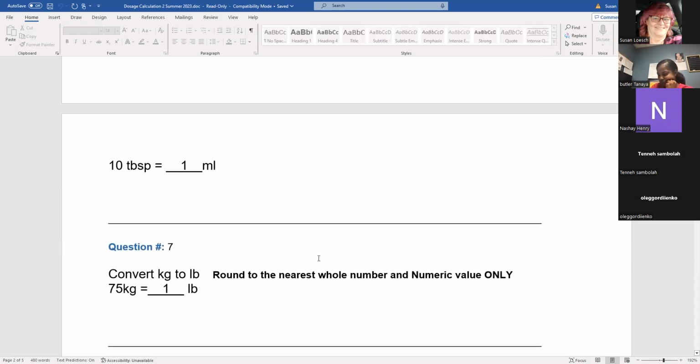Okay, so if you're converting, then what do you have to do? You have to take however many tablespoons you have and multiply that times the number of mLs in each tablespoon. So in this case, you have 10 tablespoons. How many mLs is in each one? 15. So you take the 10 and multiply it by 15 to give you 150 mLs. Everybody go with that? That's good.